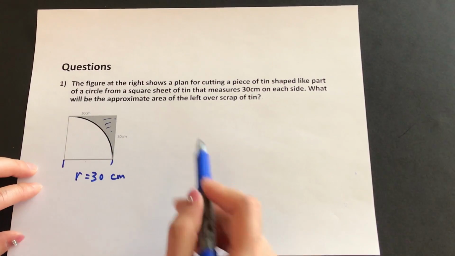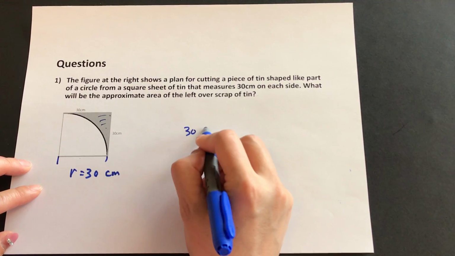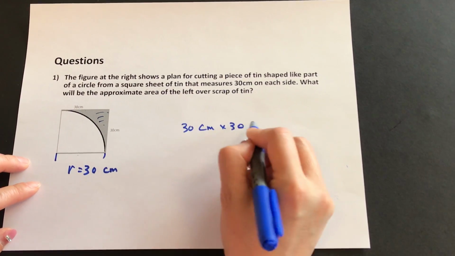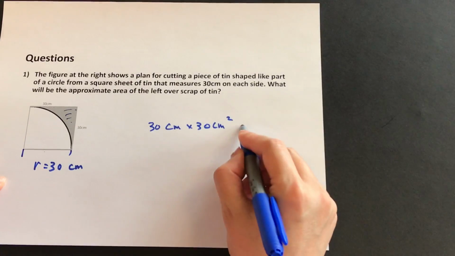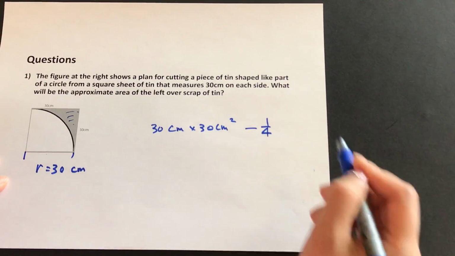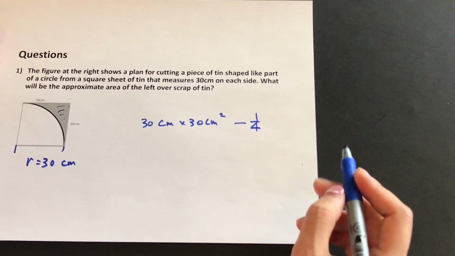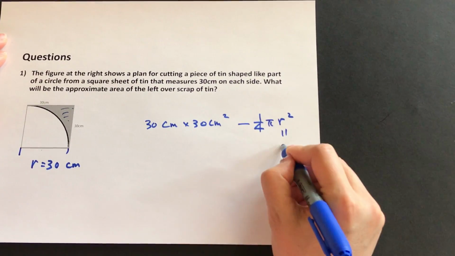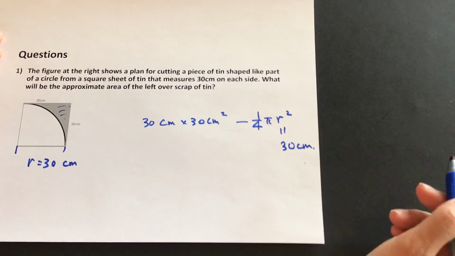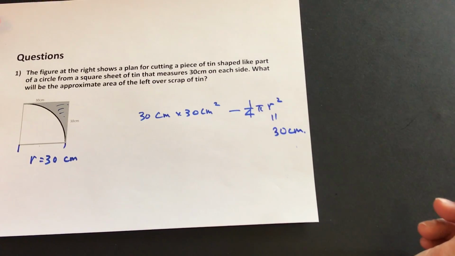The leftover now is going to be 30 centimeters multiplied by 30 centimeters, which is the area for the square, minus a quarter of the area for the circle, pi r squared. This r now is 30 centimeters. So the students can figure this out.